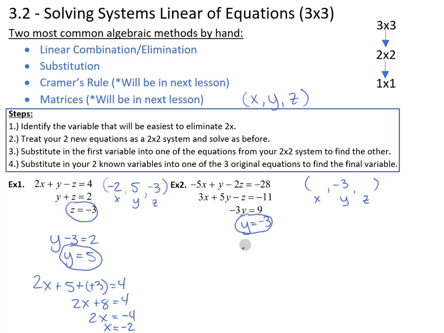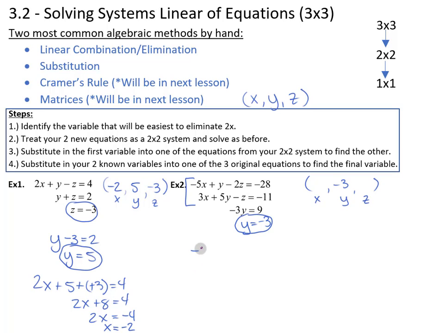Okay, so how can I use that to help me? Well, my other 2 equations have all 3 variables. But I can use 3 to substitute in. That will get rid of, or eliminate, the variable y in both of them.